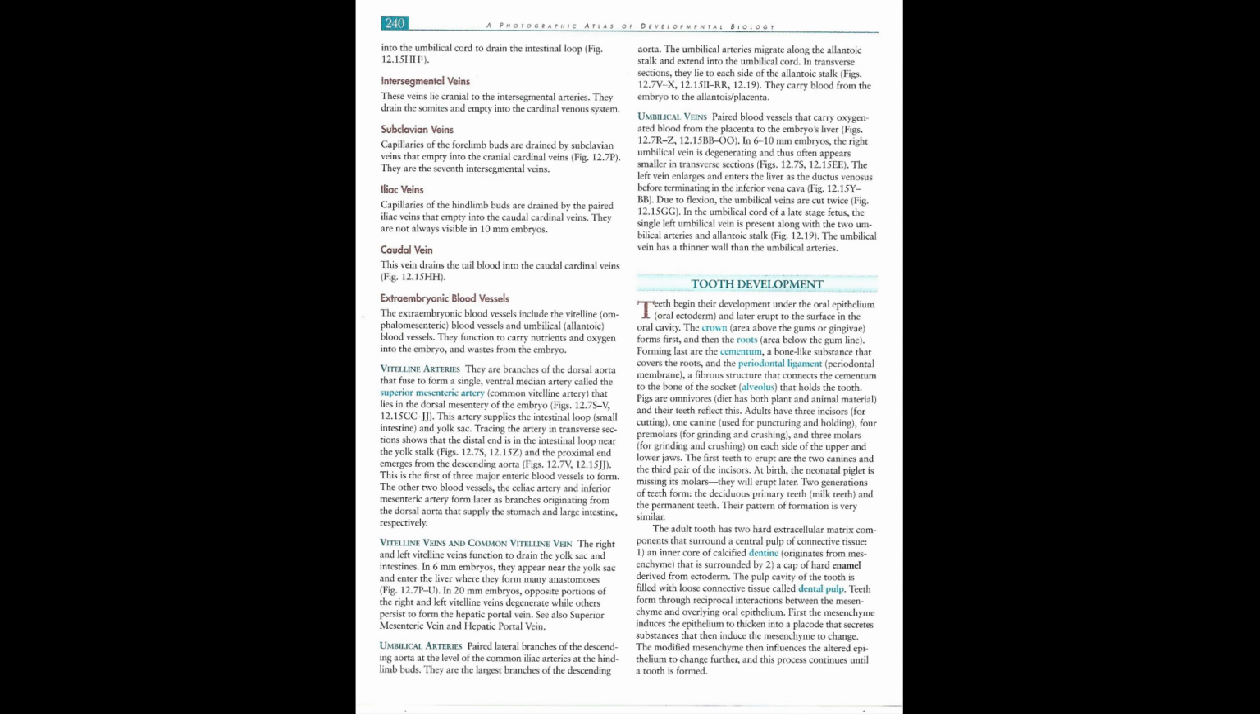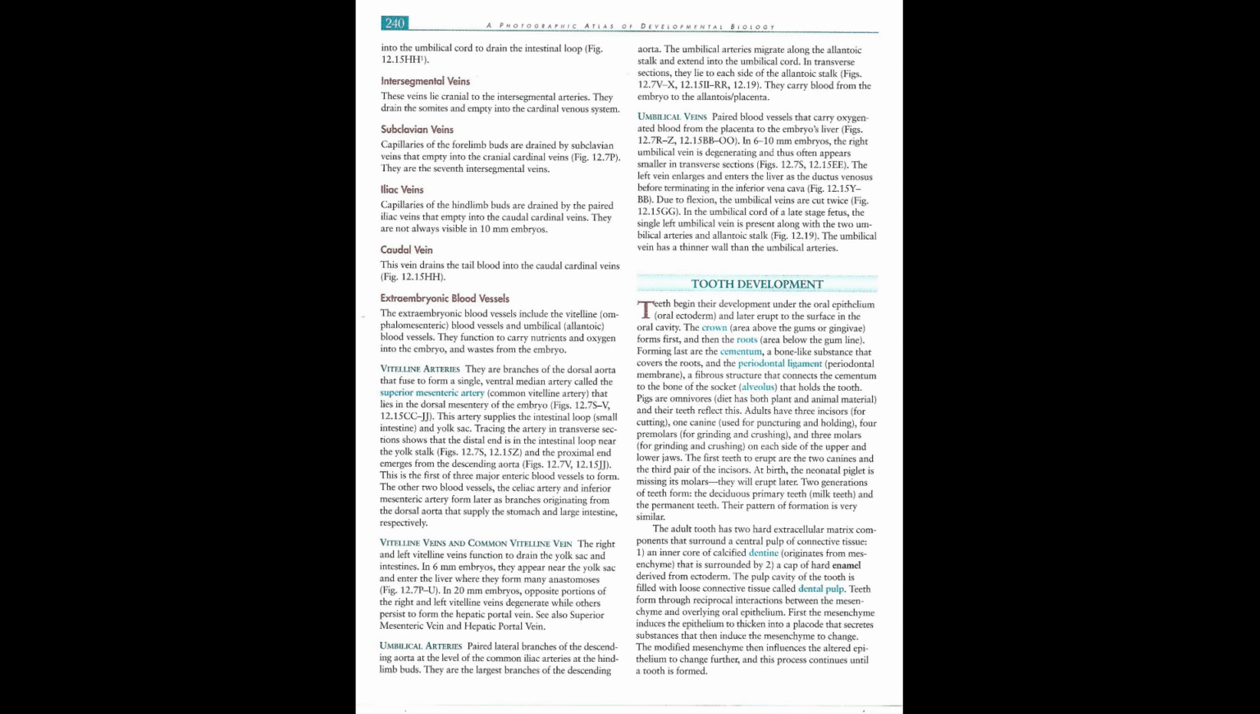Vitelline arteries. They are branches of the dorsal aorta that fuse to form a single, ventral median artery called the superior mesenteric artery, common vitelline artery, that lies in the dorsal mesentery of the embryo, Figs 12-7 SV, 12.15 ccjj. This artery supplies the intestinal loop, small intestine, and yolk sac. Tracing the artery in transverse sections shows that the distal end is in the intestinal loop near the yolk stalk, Figs 12.7s, 12.15z, and the proximal end emerges from the descending aorta, Figs 12.7v, 12.15.